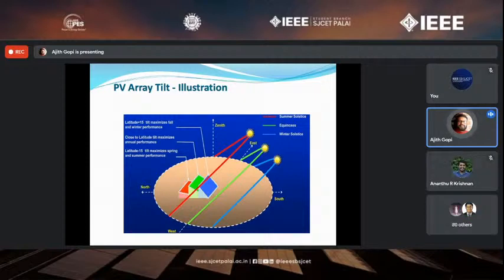But in Indian conditions, I would say that of course you will get extra energy, but normal fixed tilt will do a lot. You can have seasonal tilt also.